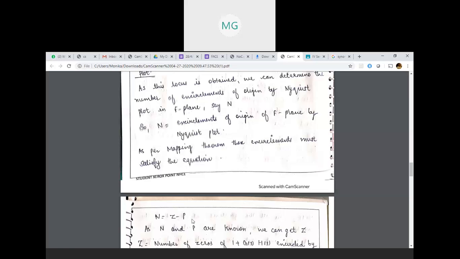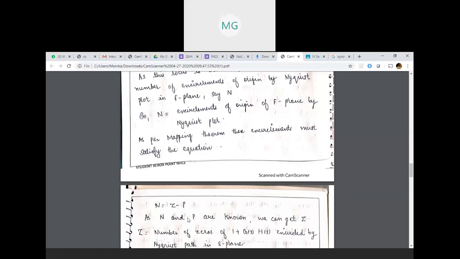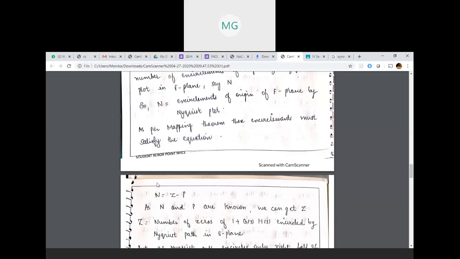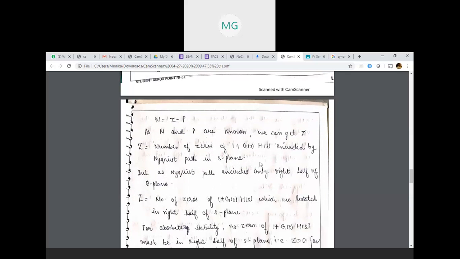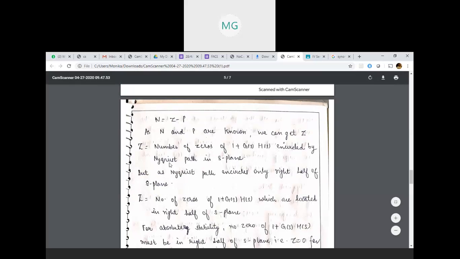Clear, everyone? Okay, so capital N denotes encirclements of the origin, that is, how many times the origin of the F plane is encircled by the Nyquist plot. As per the mapping theorem, this must satisfy the equation N equals Z minus P. Now, as N and P are known, because from the graph you can get them, we can get Z. Now, what is Z? Z is the number of zeros of 1 plus G into H encircled by the Nyquist path in the S plane.